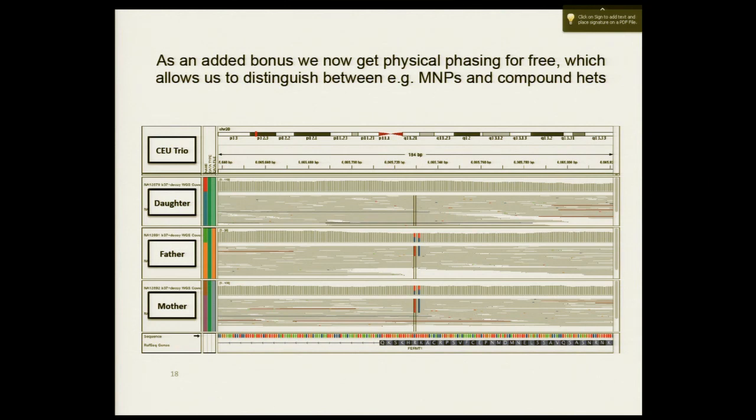Does that make sense? So if two variants are on the same haplotype and are really far away from each other, I can still call them. Yeah, you can.